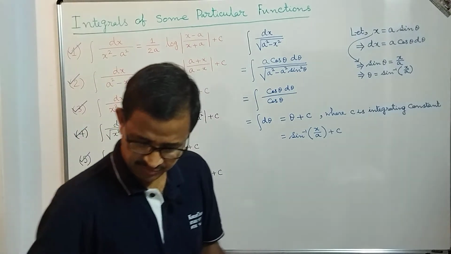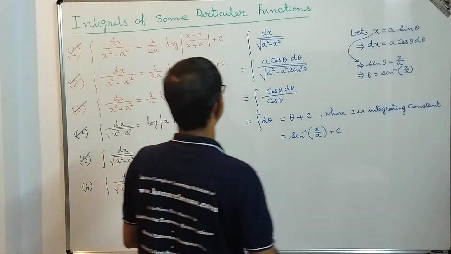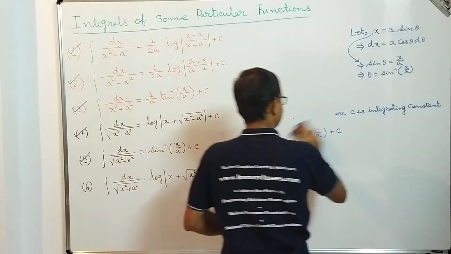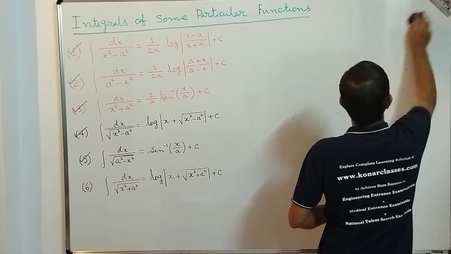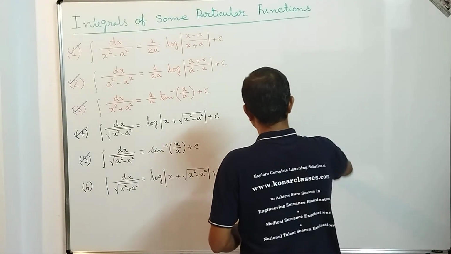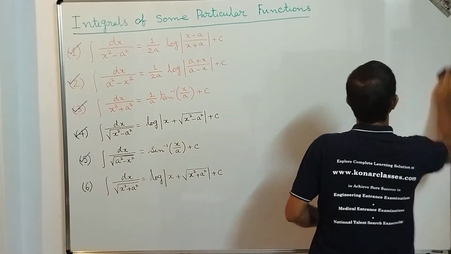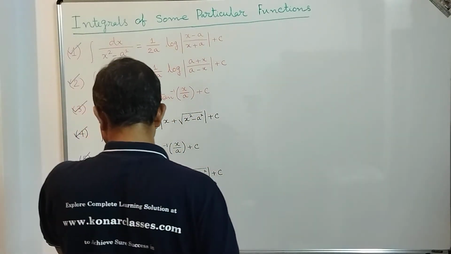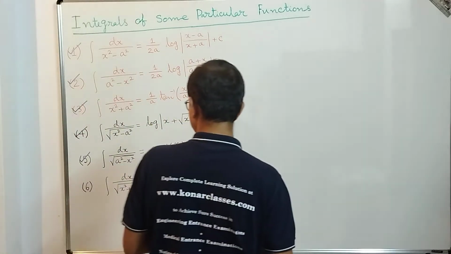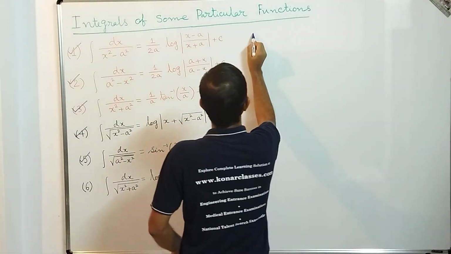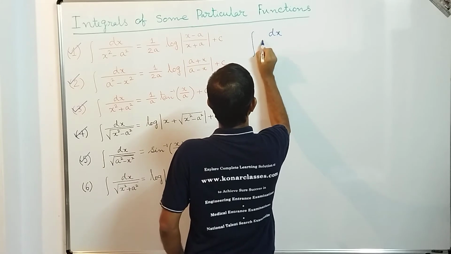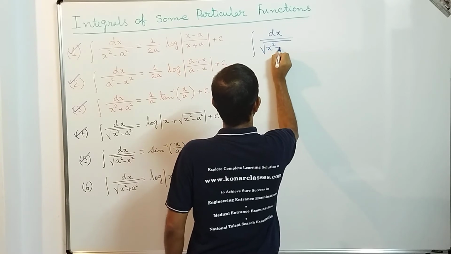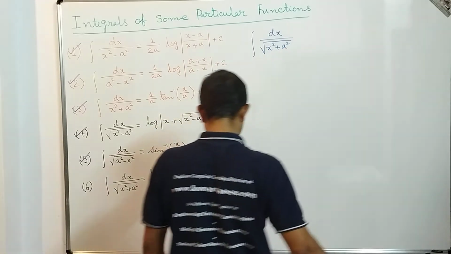Okay, dear students, now let's proceed to the sixth one. In the sixth one, the integration you need to perform is the integration of dx by square root of x square plus a square.